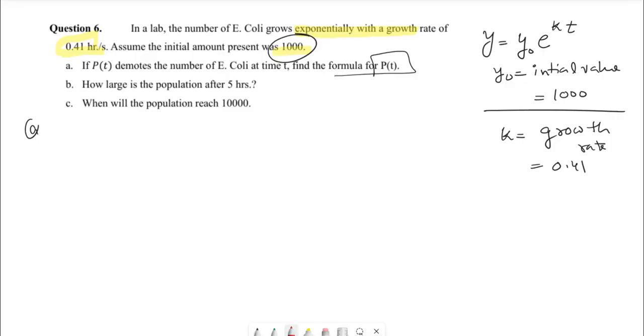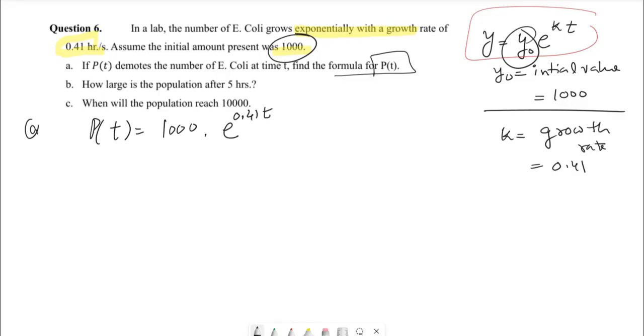Using our formula, P(t), the population of E. coli at time t, would be 1000 in place of y naught, 1000 times e raised to the power 0.41t. So that is just the answer to the first part.